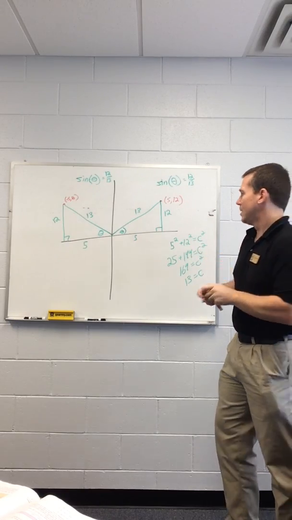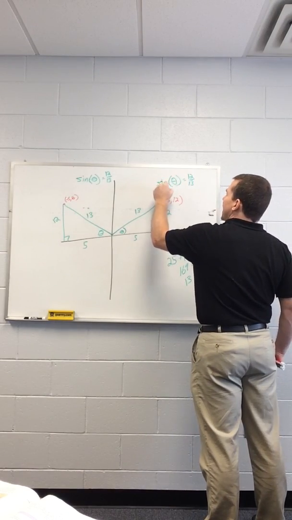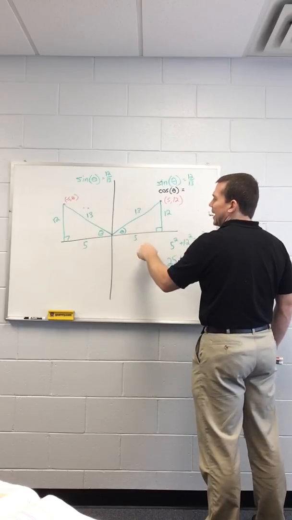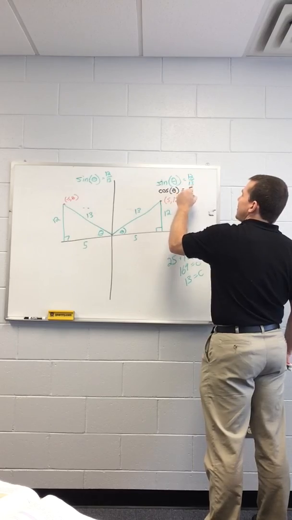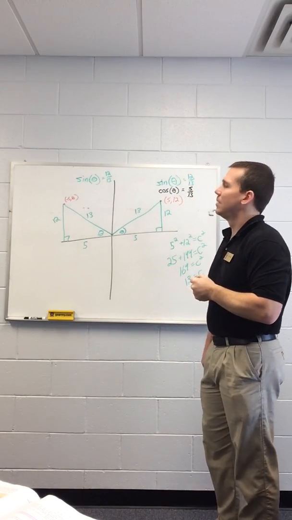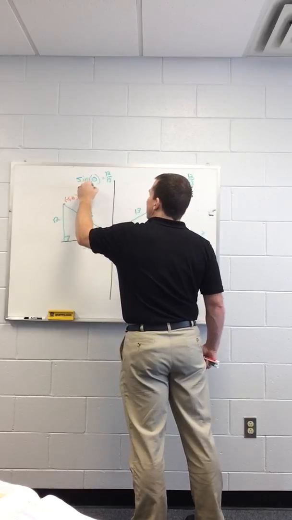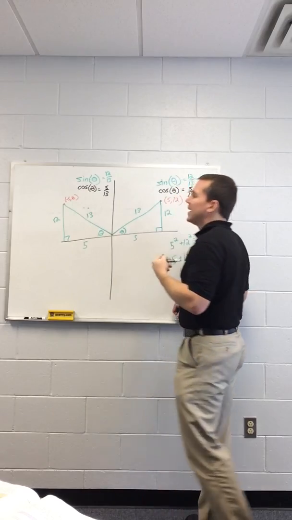But now, suppose I go back to this one, and I want to find cosine of theta. Well, again, cosine is SOHCAHTOA adjacent over hypotenuse, so it's 5 over 13. Over here, if I want to find cosine theta, I still get 5 over 13, but is that right?